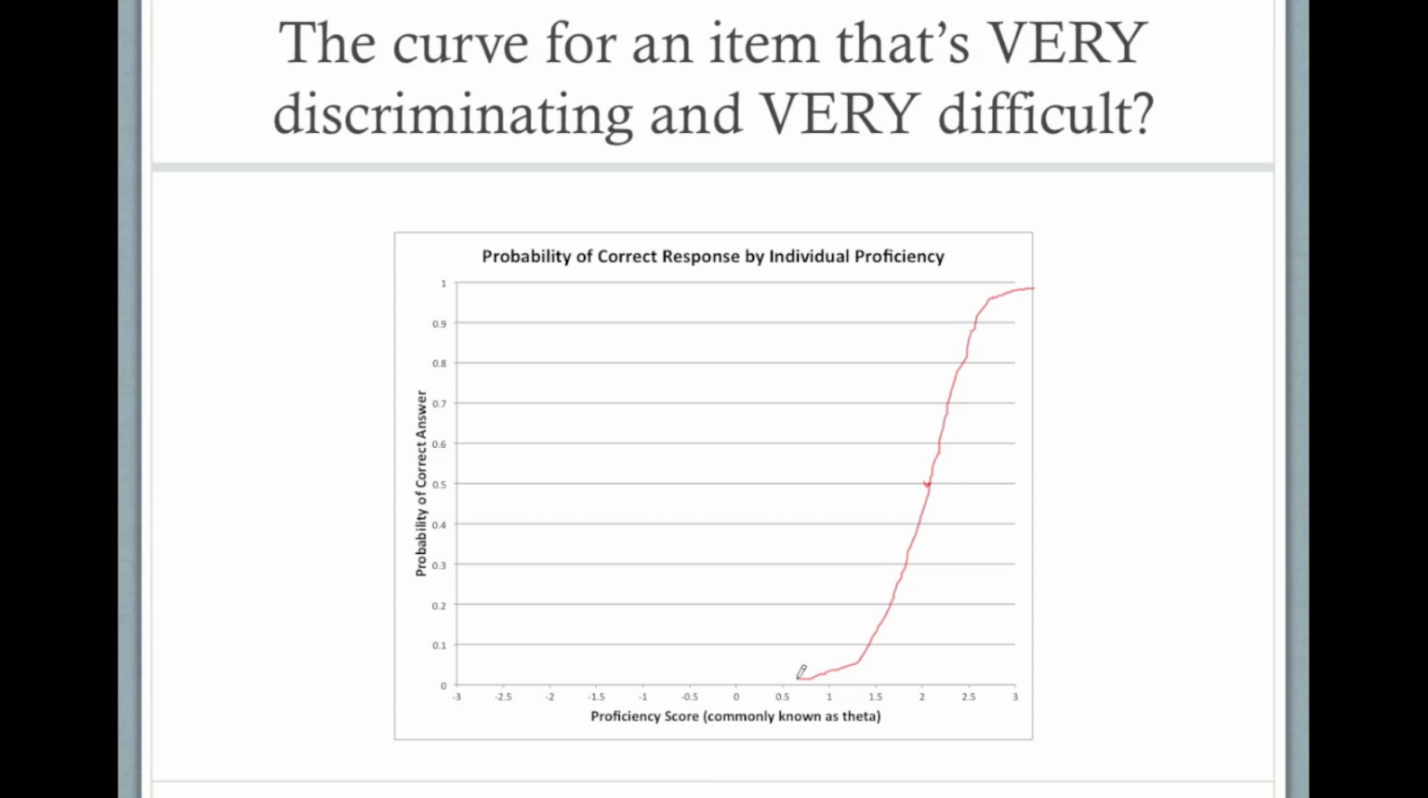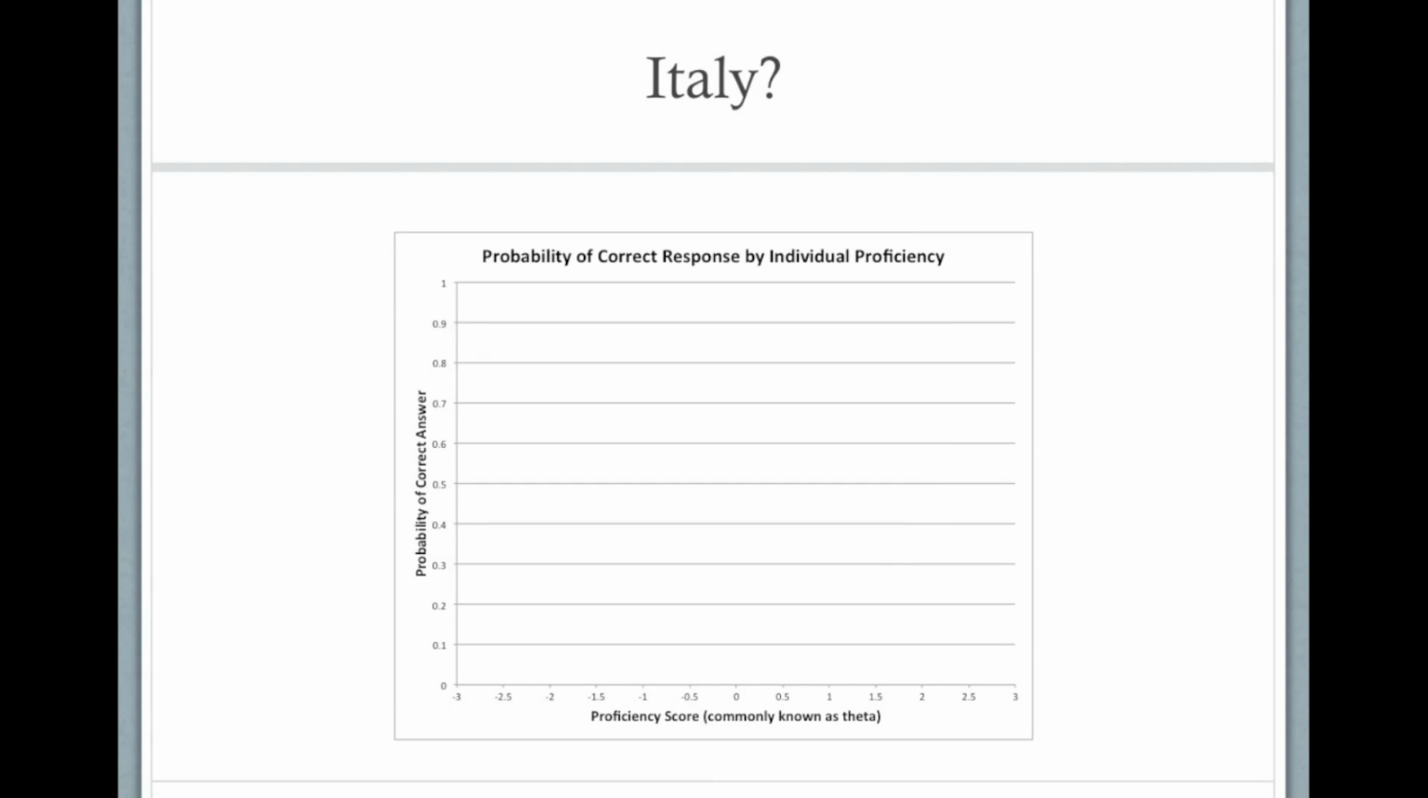Let's go back to the geography example and do a few more. What do you think the item characteristic curve would look like for Italy? I'm thinking it would be probably one of the easier countries in the world to identify. So even people that aren't terribly proficient in their knowledge of countries of the world could still have a reasonable shot of getting Italy correct.